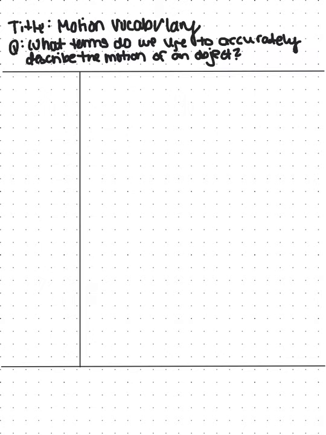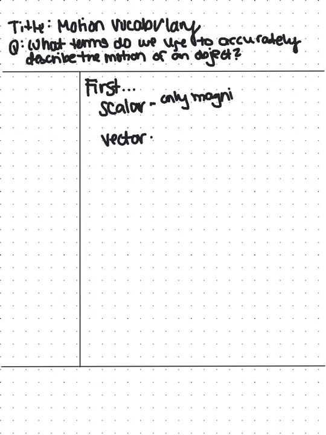So the first two terms that we need to talk about are actually not physics specific, but they're more math related. So we need to talk about what a scalar quantity is and what a vector quantity is. A scalar quantity is something that has only magnitude. And magnitude is really just size. So it's just a number. An example of scalar might be 2 pounds or 40 miles or 12 seconds. So it's just a thing.